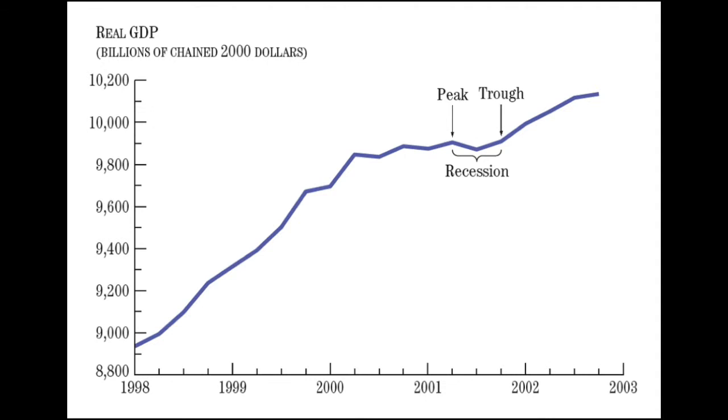This figure illustrates the phases of the business cycle around the 2001 recession in the United States. One could say that the recession in 2001 was relatively mild, as evidenced by the small drop in the real GDP and the relatively short time span between the peak and the trough.